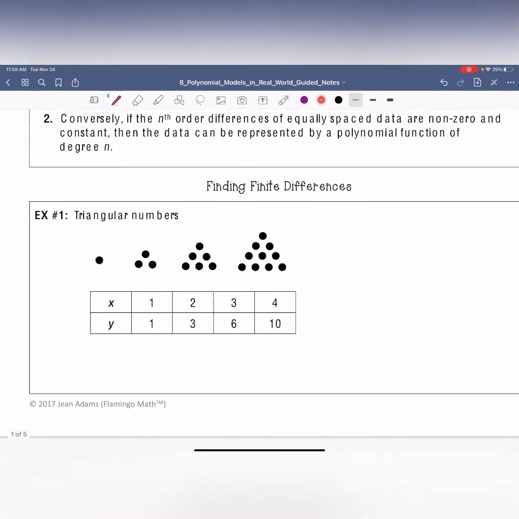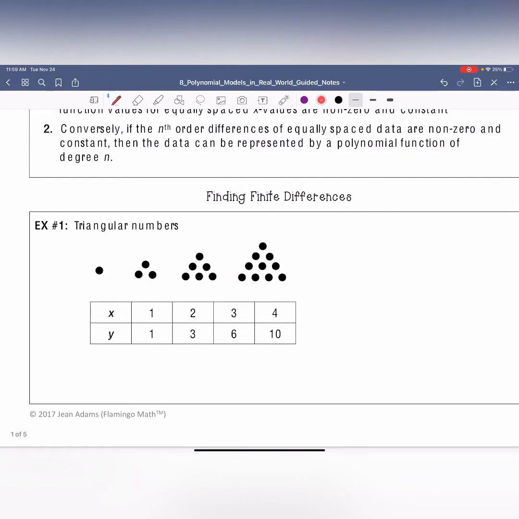So we're going to go ahead and look at example 1. First, make sure your x's are going up by a constant number. So 1, 2, 3, 4, that's good. They're all going up by 1. Now we're going to look at our y values and find the differences between them. The difference between 1 and 3 is 2, so I just do 3 minus 1 is 2. 6 minus 3 is 3. 10 minus 6 is 4. This would be your first differences.